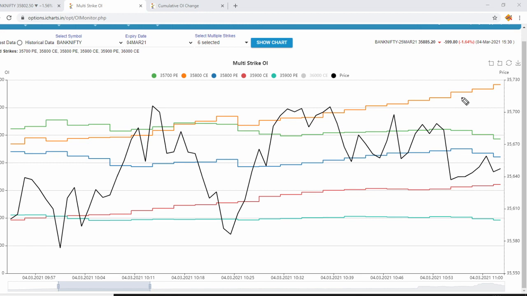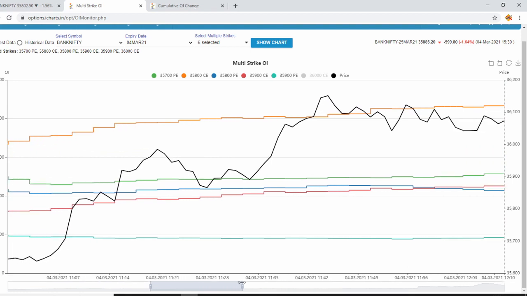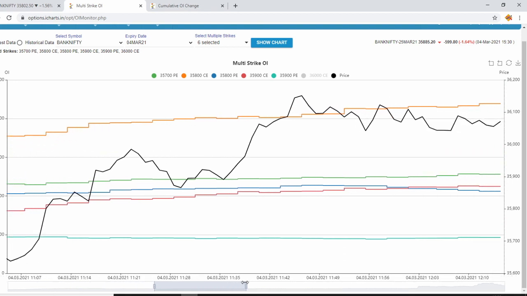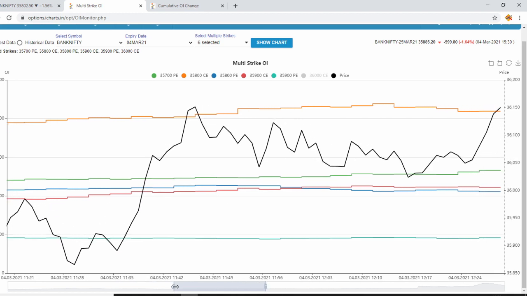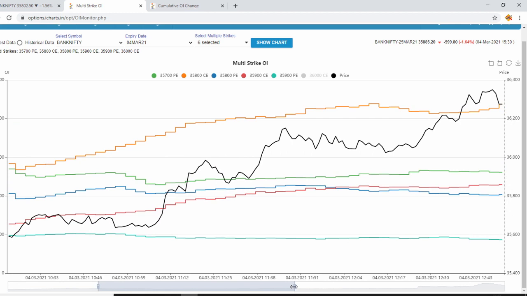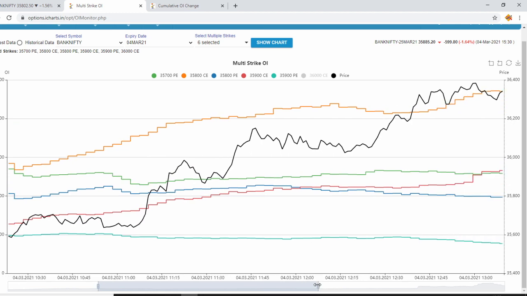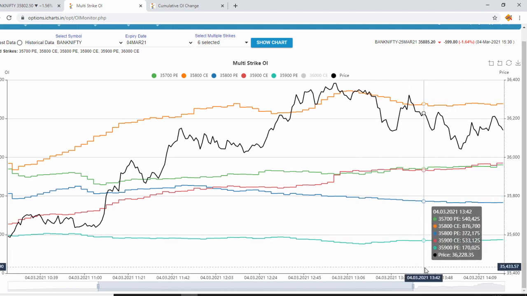This was happening throughout the day, and if we extend this graph towards the later part of the day, we can see that the orange line kept on increasing, and the difference was increasing as time passed. My logic for shorting 35,800 came precisely from this aspect, that the market would be looking to close below this level. And the market exactly closed at around 35,800, which means that our option selling technique of shorting 35,800 CE was very much successful. This was the case throughout the day. The orange line, denoting 35,800 CE, kept on increasing.